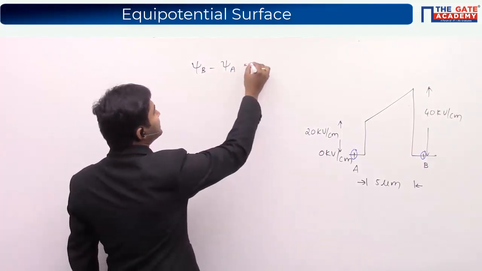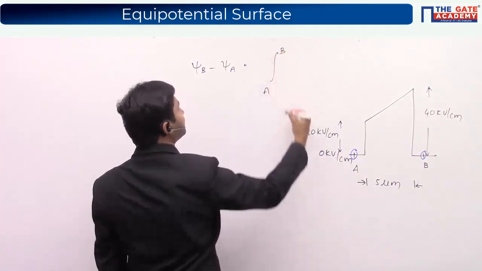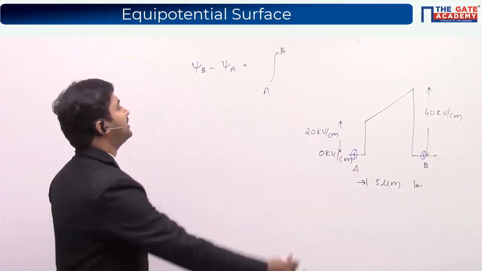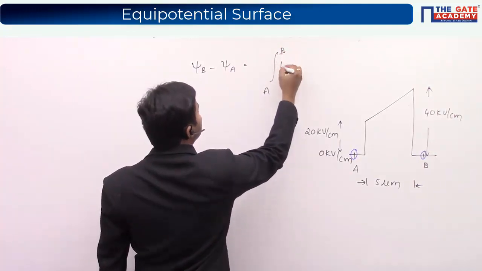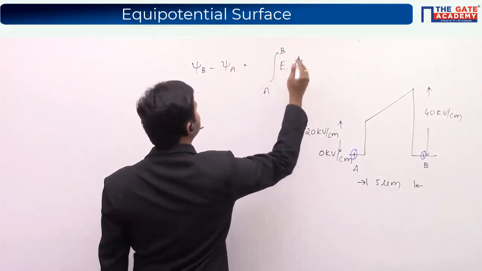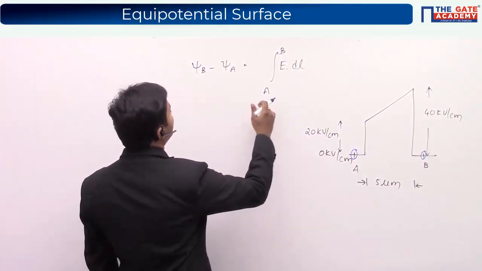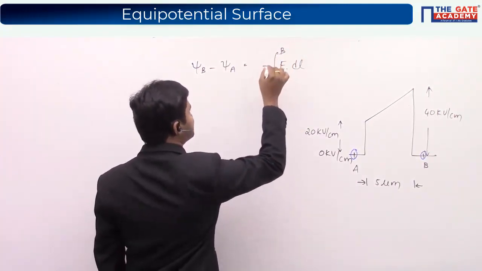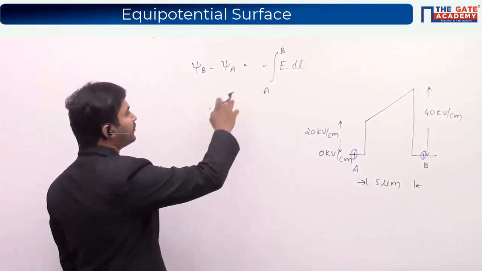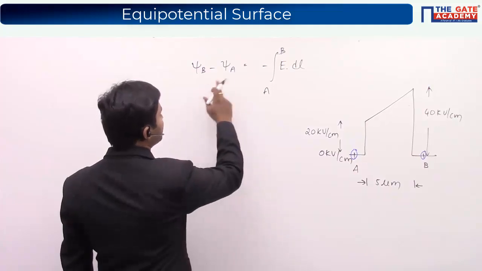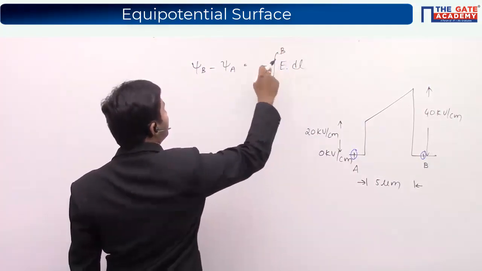If you are calculating this, it means that we are moving from the point A to the point B, and we are integrating the electric field E dot dl. So psi B minus psi A means we are moving from point A to point B, and there is an extra minus sign. This is what the formula says to us. Psi B minus psi A is going to be, moving from the point A to point B, minus E dot dl.